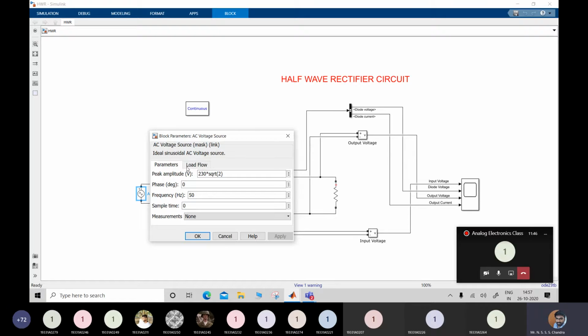If you see this voltage source, now the peak voltage value is 230 into square root of 2, because 230 is the RMS value for a sinusoidal waveform. Peak value will be RMS value into root 2. That's what I'm writing, 230 into SQRT of 2. In MATLAB, the command is SQRT if you want to find the square root. Frequency I'm taking as 50 Hz.